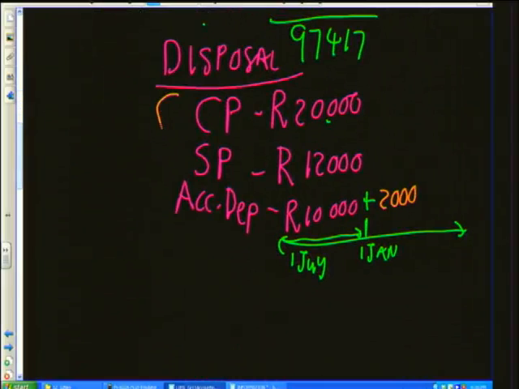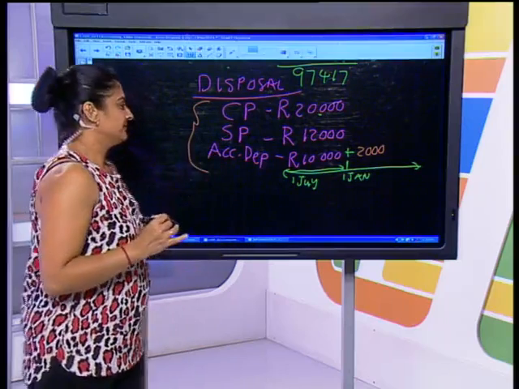Right, now that we have all our amounts, we can complete our asset disposal T account. But Megan, I think we need a break first. I think they need a break first too. So guys, just breathe in, breathe out, go to the loo, come back, and I'm sure we will be right back after the break.